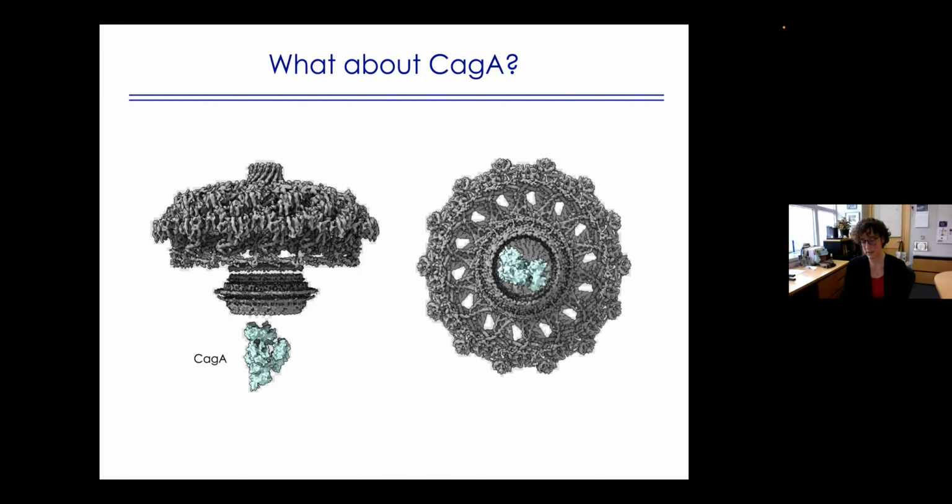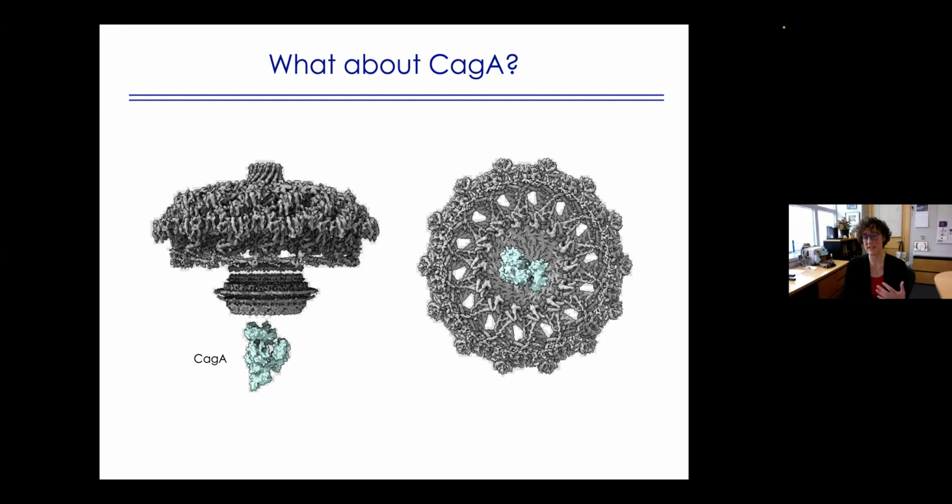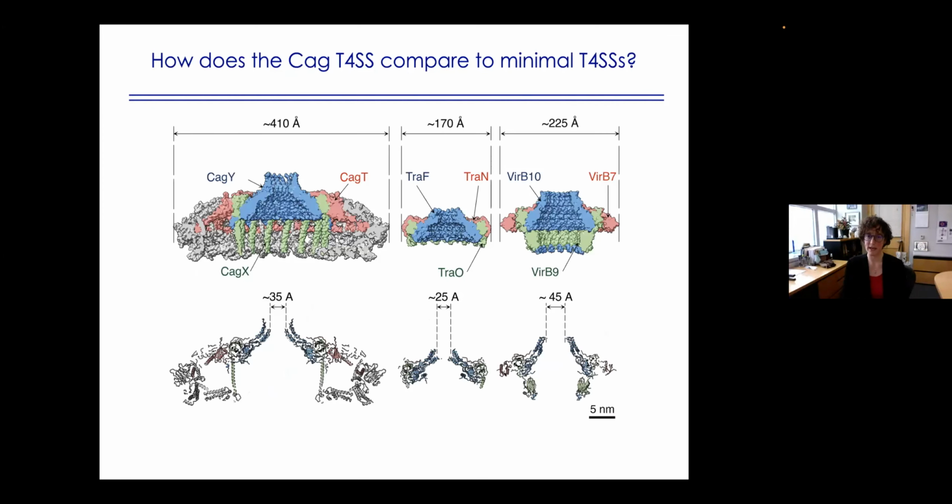without unfolding. But if it needs to get across the outer membrane, either there's going to need to be a huge conformational change in that OMC cap, or CagA is going to have to be unfolded going through the complex. And this is something that we're still trying to figure out, but I just wanted to show the size comparison.